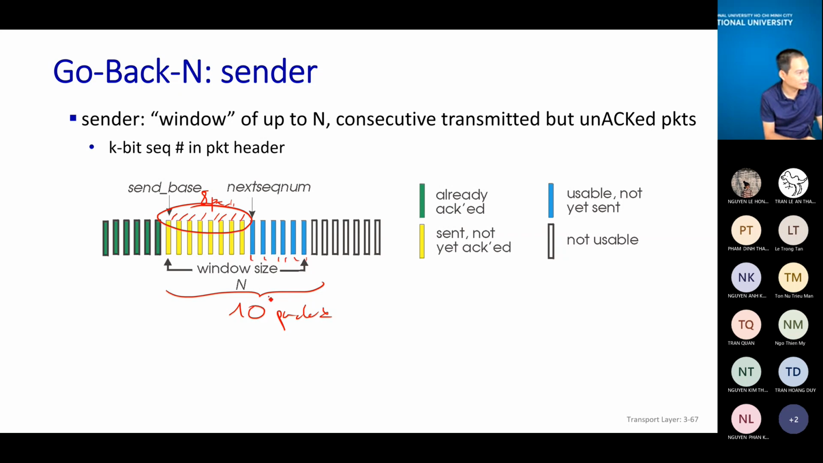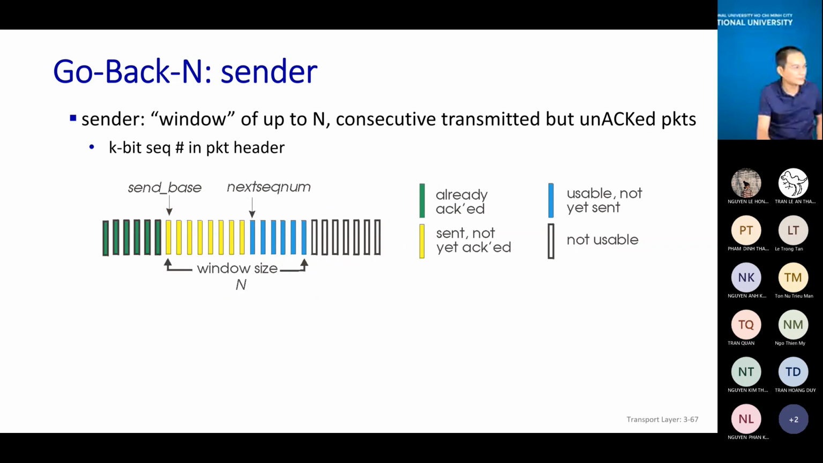So this is 16 packets. The rest are not usable. What does it mean? We don't care, we only care about the 16 packets that I'm working on. For packet, let's say, 17, I don't care yet. That is the idea. So that is the window side.